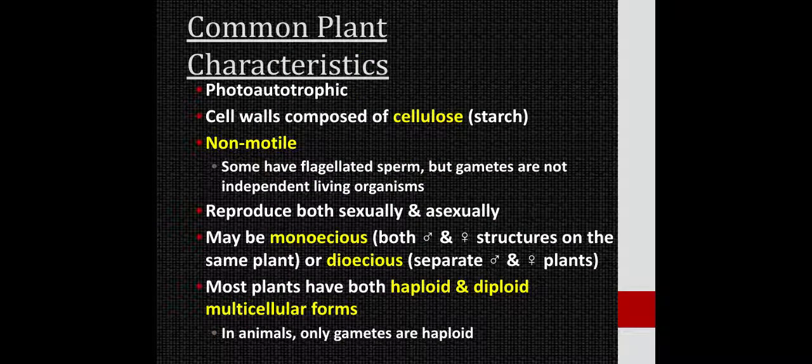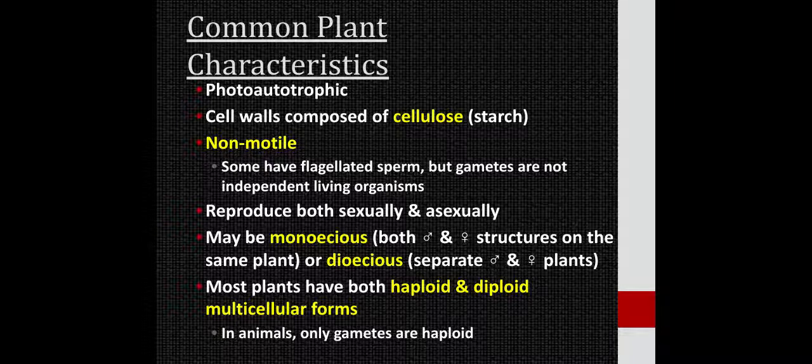So there are some common plant characteristics. They are photoautotrophic, which means that they do photosynthesis in order to get their food. They have cell walls made of cellulose or starch. They are non-motile, so they do not move. Some species do have flagellated sperm, but because gametes are not independent living organisms, plants as a whole do not move. They can reproduce sexually and asexually.